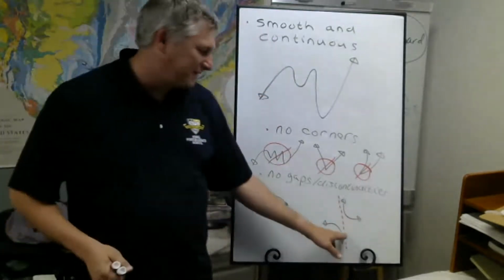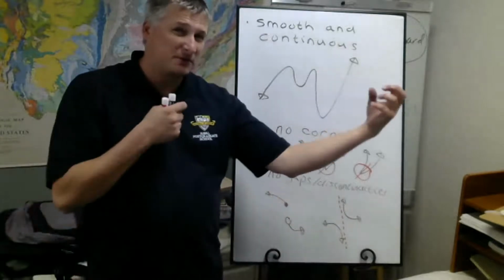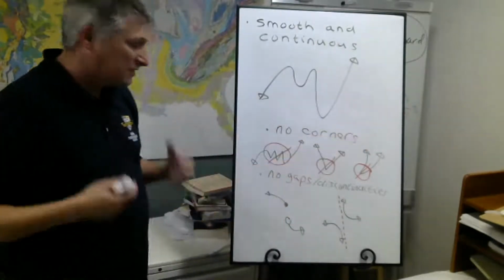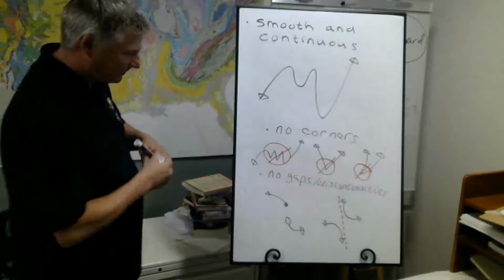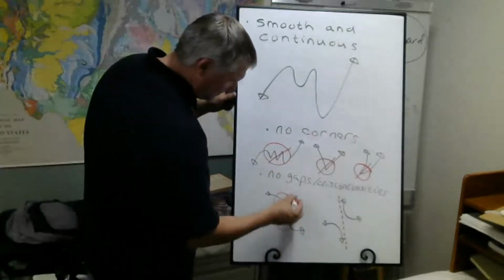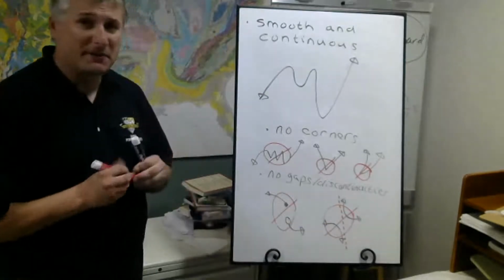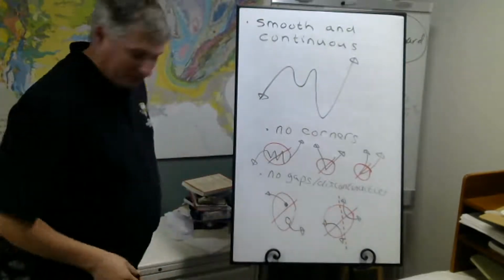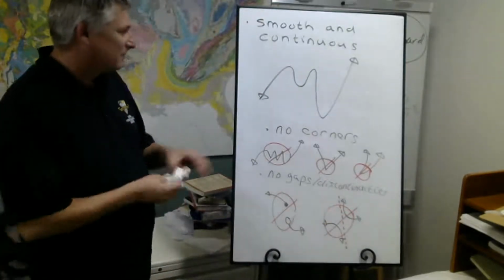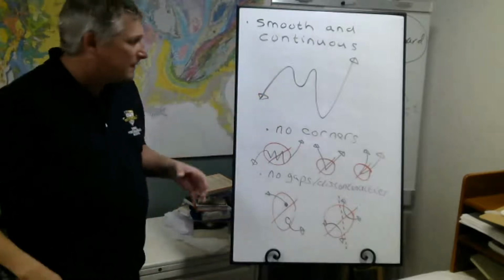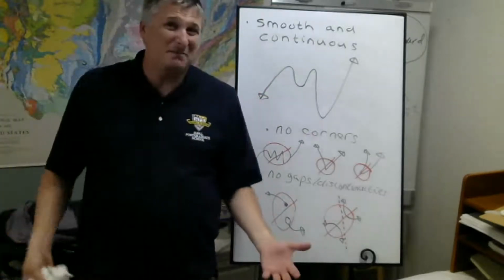So 1 over x, you get that vertical asymptote that splits the function into 2 branches. You're not going to see that either. So stuff like this, you're not going to see that. So we're going to see something smooth, but that's kind of about it.